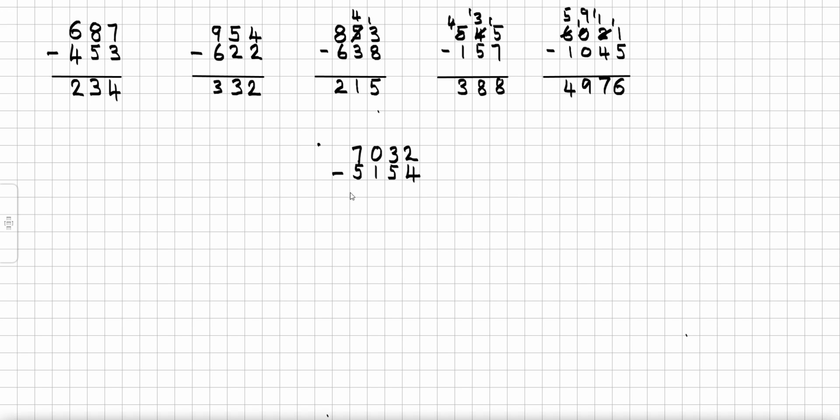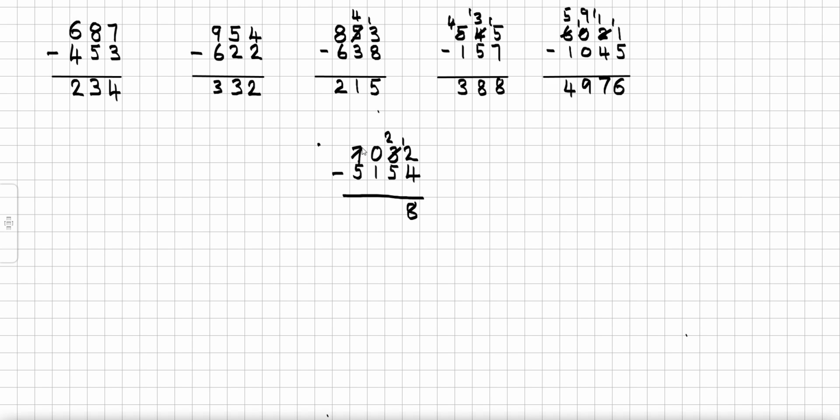Okay, so let's put a line there. 2 minus 4 we need to borrow. So that is going to become a 2, and that will become a 12. 12 minus 4 is 8. Here we have 2, and we need to take away 5. So we need to borrow. There is nothing in the column to the left, so we have to jump to the next column to borrow.